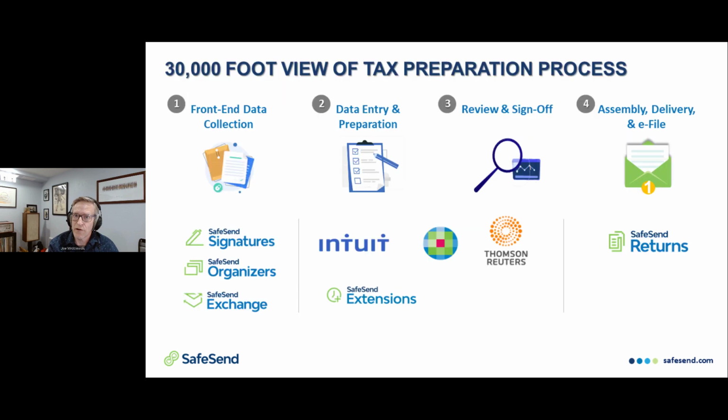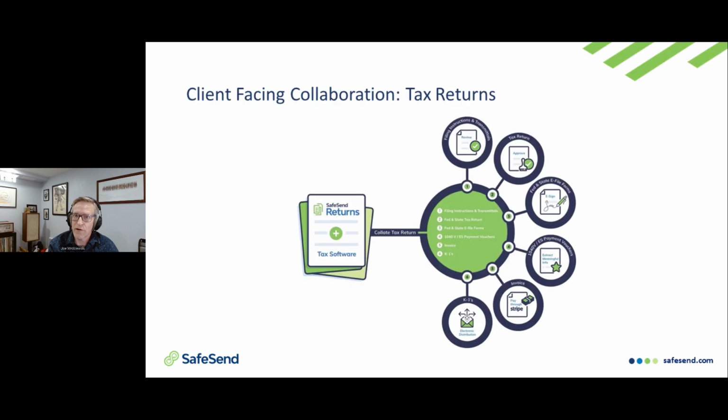Again, we looked at the different solutions that are out there for the front-end data collection, the assembly, delivery, and e-file. We've talked a little bit about that. We have different tools within the suite for the front-end collection. We have an e-signature module, organizer module, exchange, different ways of getting documents back, getting things signed. You can use extensions as often as you need to, and you can get returns assembled and delivered and e-file forms completed. That also comes with distribution and e-signing. For tax returns, what we do, and I mentioned this earlier, we assemble and collate the returns automatically.